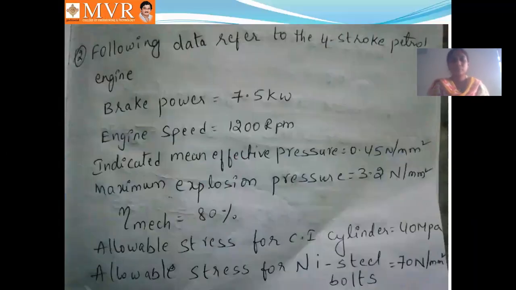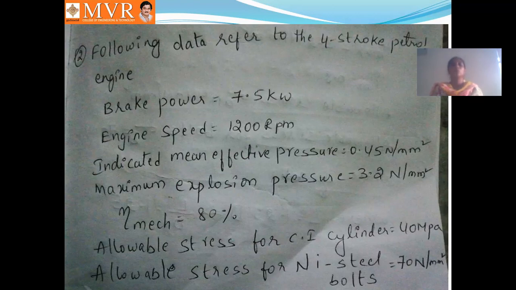The following data refers to a four-stroke petrol engine. Brake power is equal to 7.5 kilowatts. Engine speed is equal to 1200 rpm. Indicated mean effective pressure is equal to 0.45 Newton per mm square. Maximum explosion pressure is equal to 3.2 Newton per mm square. Mechanical efficiency is equal to 80%. Allowable stress for CI cylinder is equal to 40 megapascal. Allowable stress for Ni steel bolts is equal to 70 Newton per mm square.